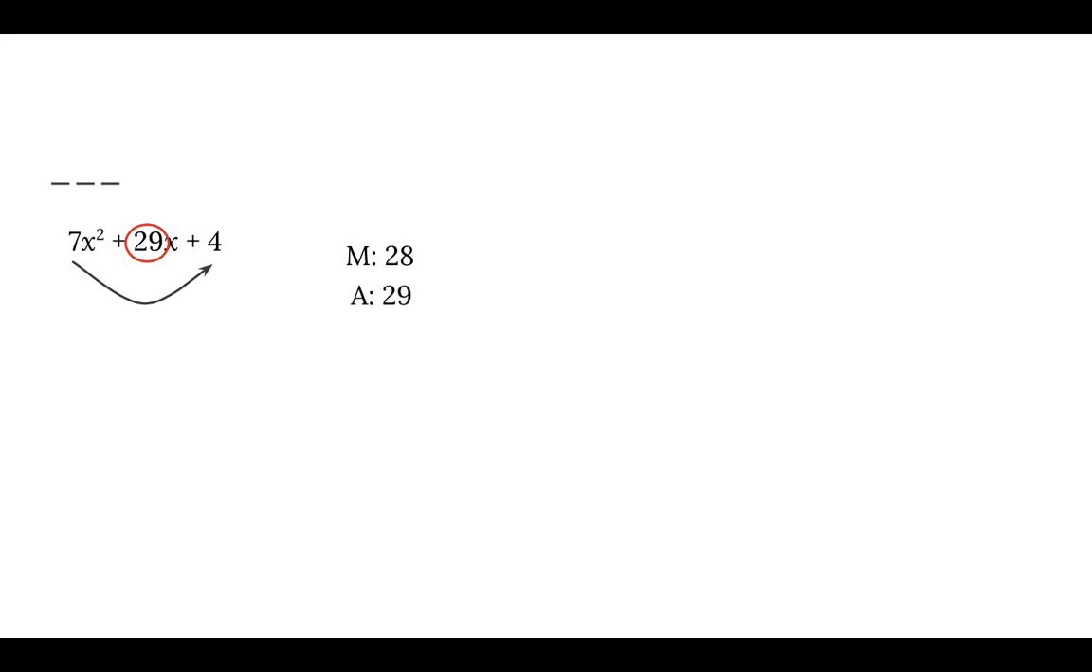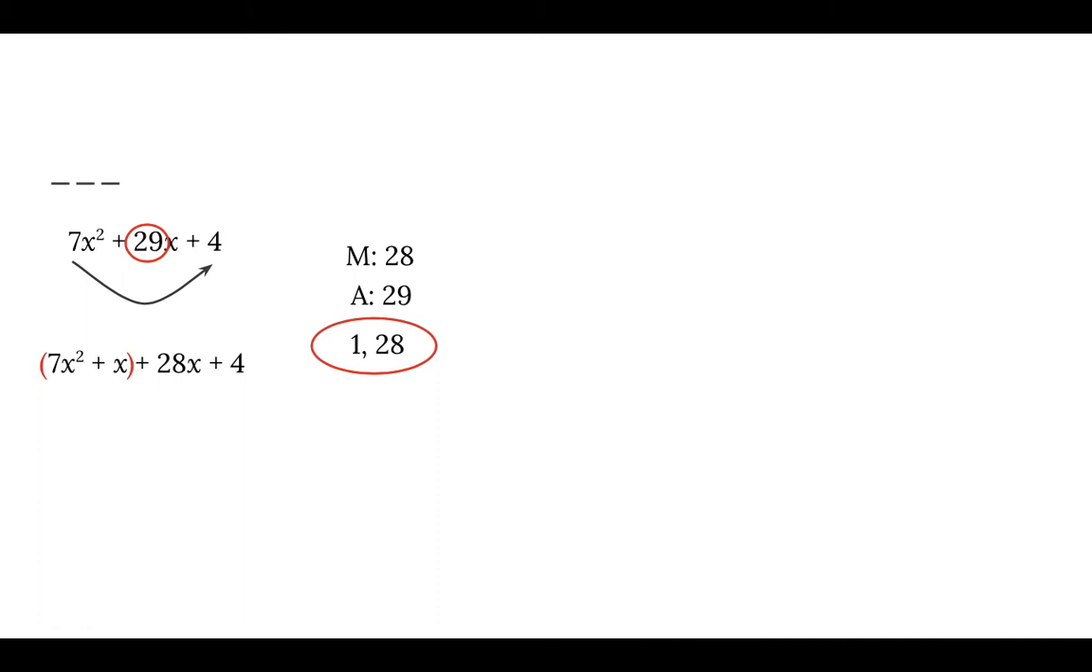The first two factors that I list out are 1 and 28, because 1 times 28 is 28. But right away, 1 plus 28 is 29. So there's the two numbers that I'm looking for. I replace that 29x with x plus 28x, because that's 1x plus 28x to give me the 29x. And I go through and factor by grouping.